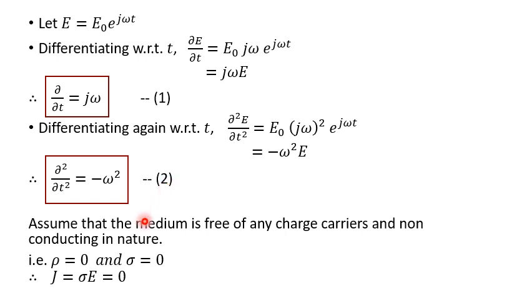Now I'm going to consider a medium which does not contain any free charge carriers and is non-conducting in nature, for example, air or free space. If the medium does not have any charge carriers, you can say rho is equal to 0, and if it is non-conducting in nature, you can say that sigma is equal to 0. So now we know that the current density J is equal to sigma times E, which will be equal to 0.